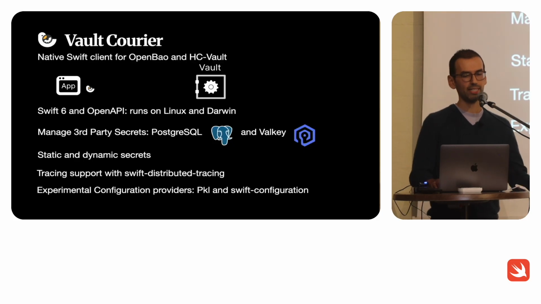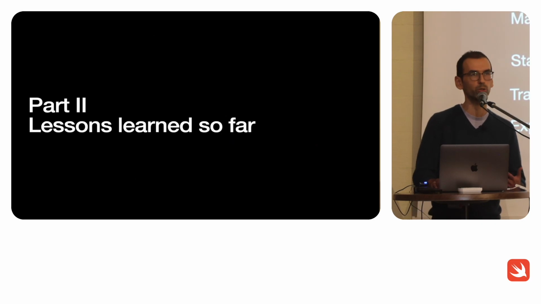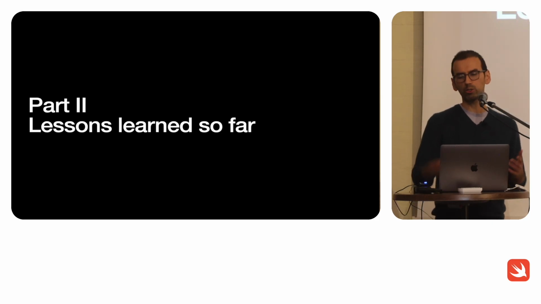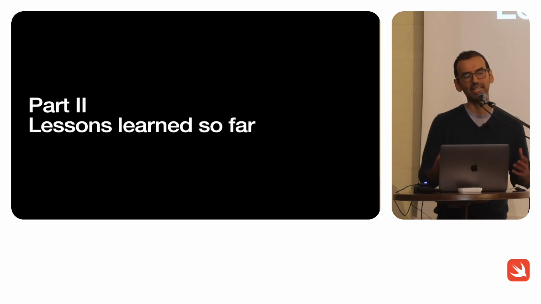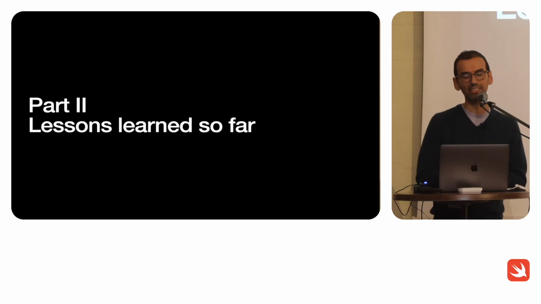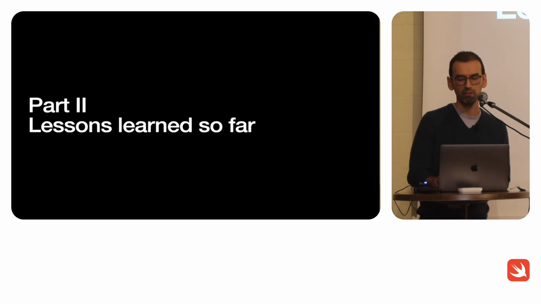I have added recently tracing support with Swift distributed tracing and some experimental configuration providers, which I'm going to talk about in a bit. You might be maybe also trying to implement an HTTP client for a third-party service which has a big API, like the one of Vault. So I want to share some lessons learned during the development for the rest of the talk.